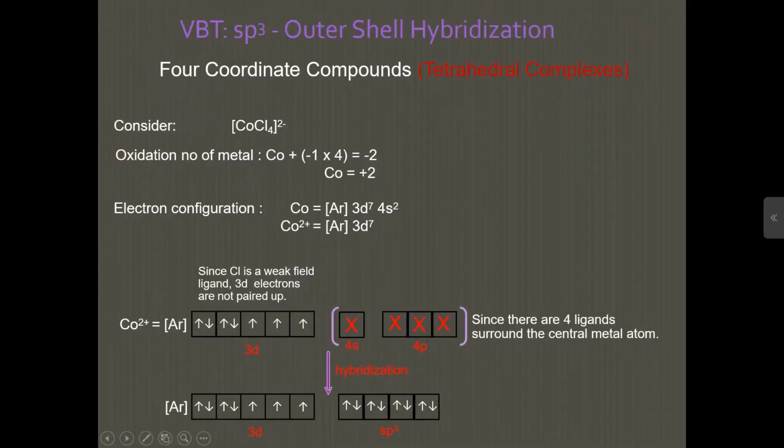Now we are going to look into sp3 valence bond theory first. sp3, also known as outer shell hybridization, is for 4-coordinate compounds. If you have 4-coordinate compounds, it can be either sp3 or dsp2. If you have sp3 hybridization in valence bond theory, it means your complex has outer shell hybridization, and it has a tetrahedral molecular geometry. Example here, consider CoCl4 2-.